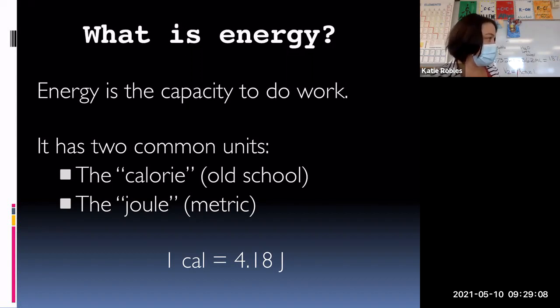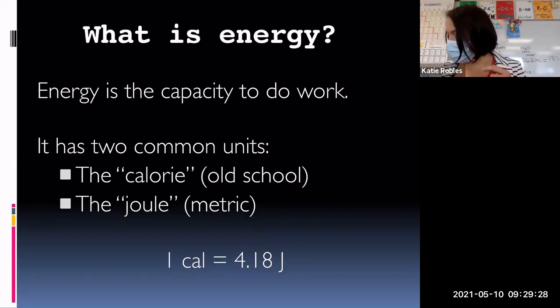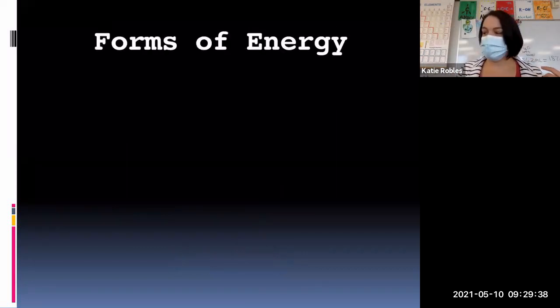This is the metric unit, and capital J is for joule. But there's also the calorie, like the calories in your food, but actually the calories in your food are kilocalories, in case you're wondering. Now, 1 calorie equals 4.18 joules. Remember that number because that's going to come up later, that 4.18. So that's a conversion factor that you'll have in case you need to convert calories to joules.